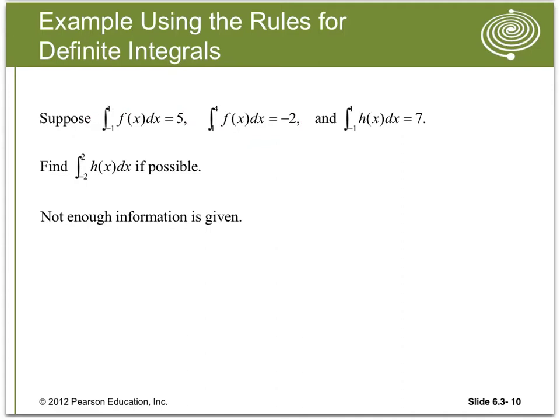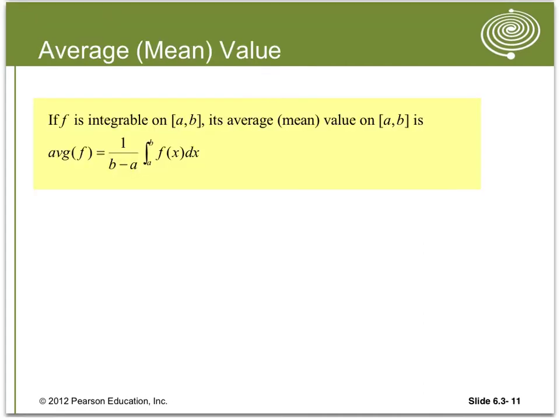Alright, so on this one it's asking us to find the integral from -2 to 2 of h(x). And we know from -1 to 1 is 7, but we don't know anything about -2 to 2. So it's twice as wide, but we don't know anything about the height, so just not enough information is given here. Alright, so let's move on and start talking about the average value of a function.